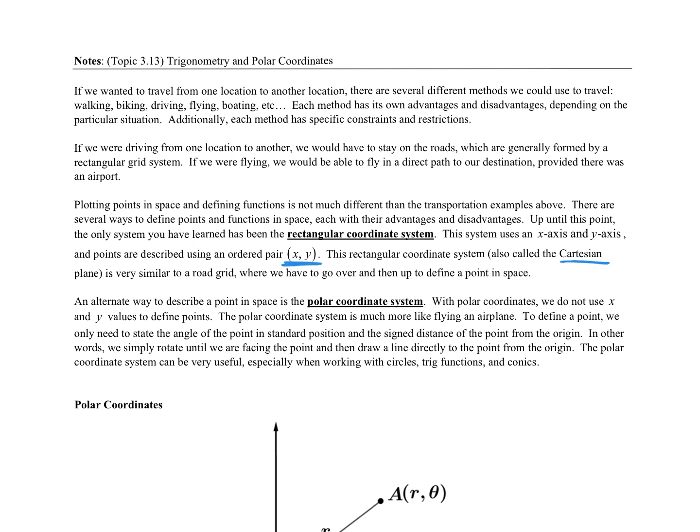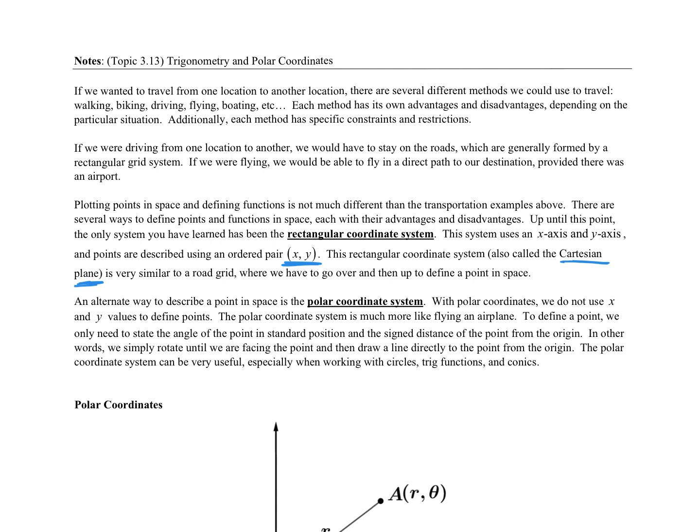Up until this point, the system you've learned has been the rectangular coordinate system. This system uses an x-axis and a y-axis, and the points are described using an ordered pair x and y. The rectangular coordinate system, also called the Cartesian plane, is very similar to a road grid where we have to go over and then up to define a point in space.